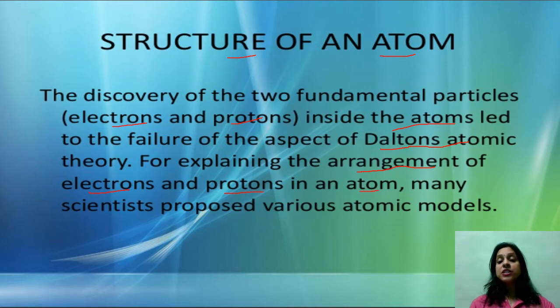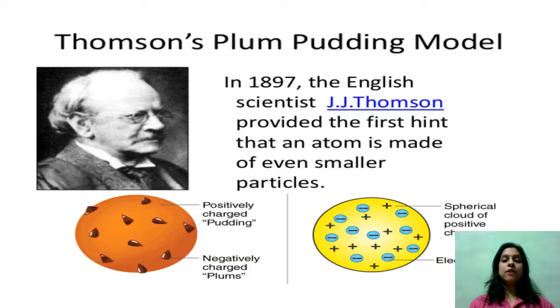So for explaining the arrangement of electrons and protons, means where in actual electrons and protons in an atom are situated or positioned, many scientists proposed various atomic models. So at that time, beta, the first model which was given for explaining the structure of atom was Thomson's plum pudding model. Yep, J.J. Thomson, that gives the first hint. We can say that an atom is made of even smaller particles.